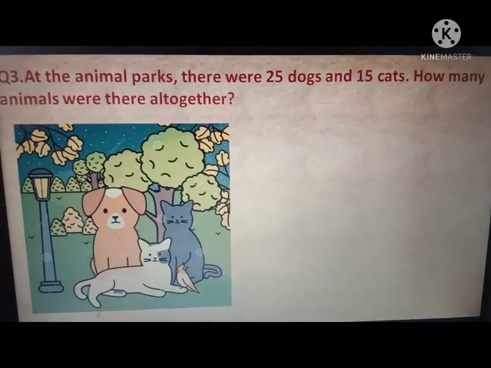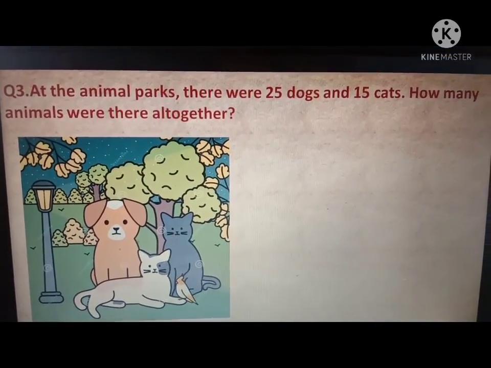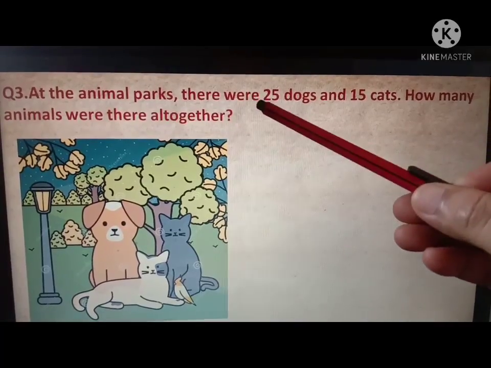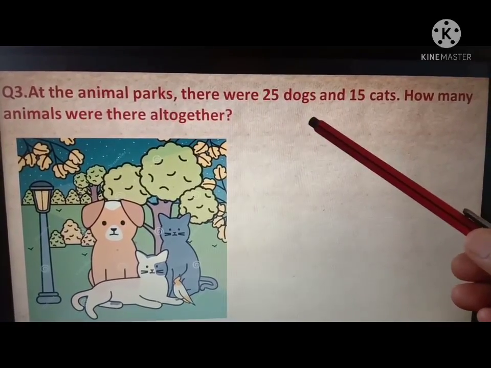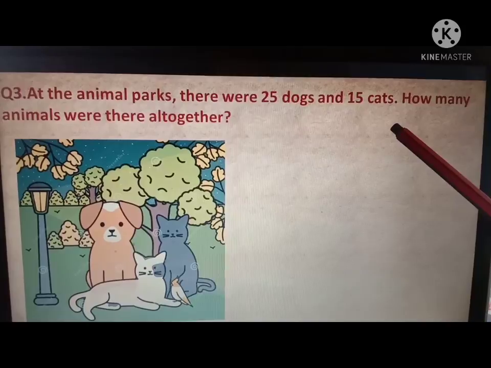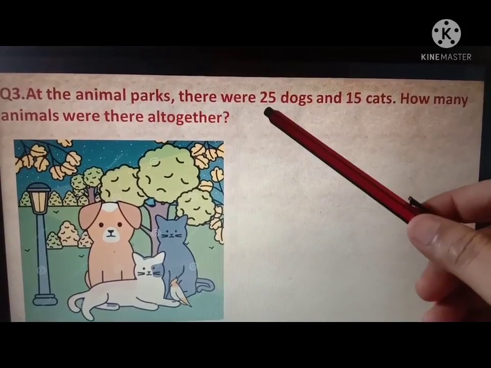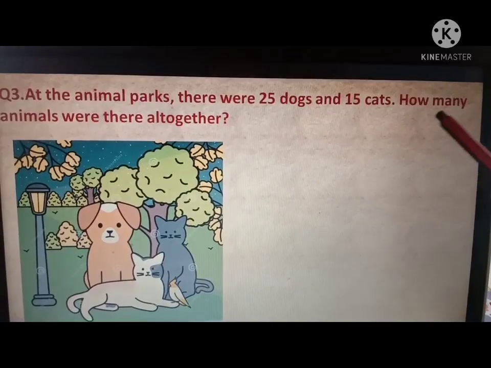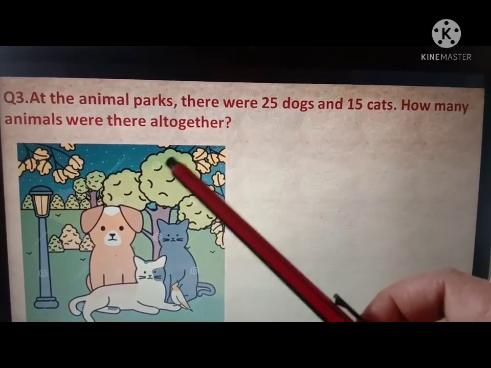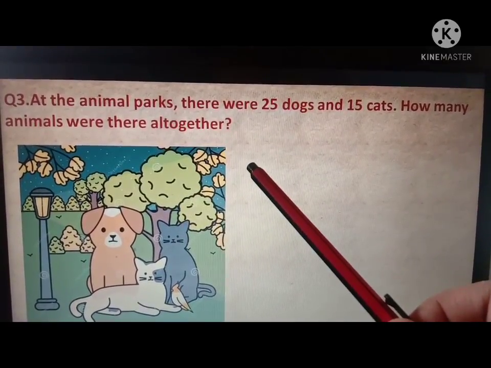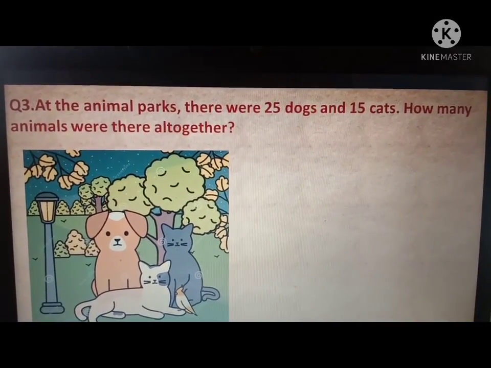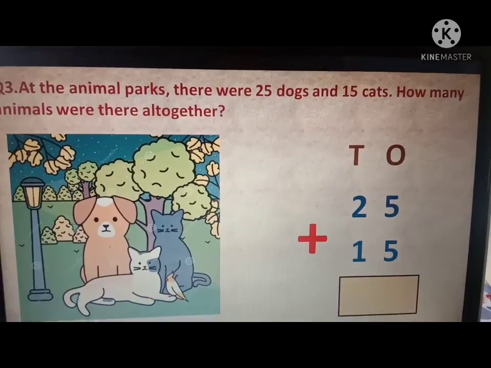Now the next question. At the animal parks, there were 25 dogs and 15 cats. How many animals were there all together? Now again, all together. So what is the first thing that we have to do?